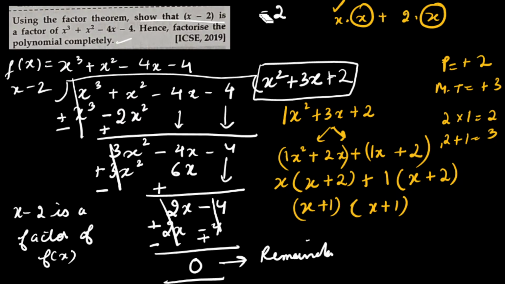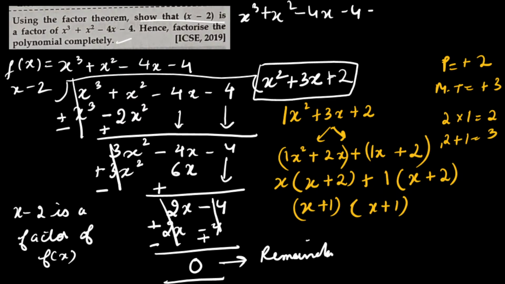So after finding the factors, you can write the polynomial. You can write x cube plus x square minus 4x minus 4. This is equal to, so one of the factors was given to us, x minus 2. Two factors we found, which are x plus 1 and x plus 2.